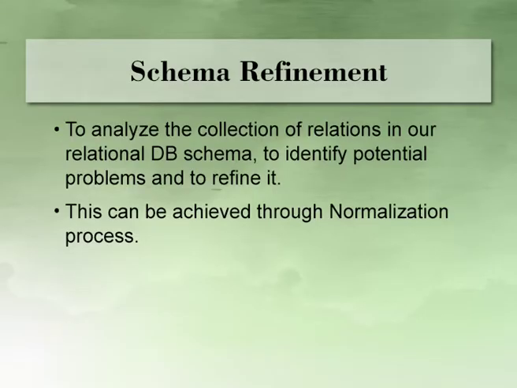Next comes the schema refinement phase. Schema refinement phase is nothing but, we had done the ER modeling part and we had done the logical design part, to analyze the collection of relational DB schema and then to identify potential problems, which should be refined. This can be achieved through the normalization process. So we had identified several relations. Along with that we had identified the descriptions.